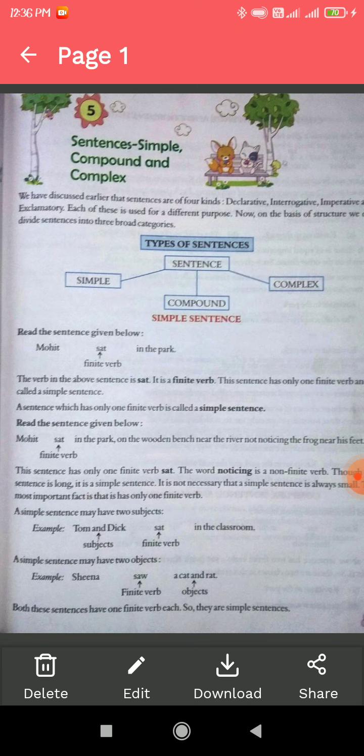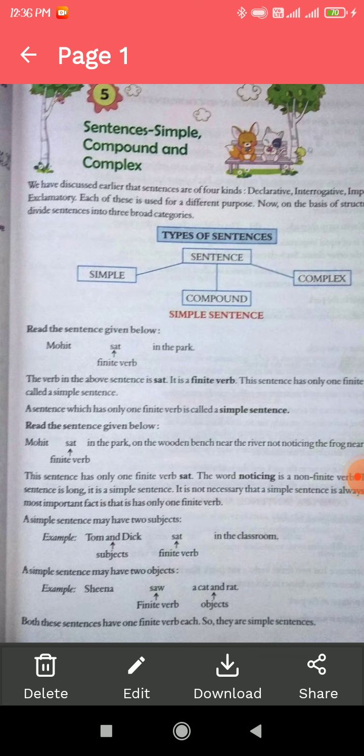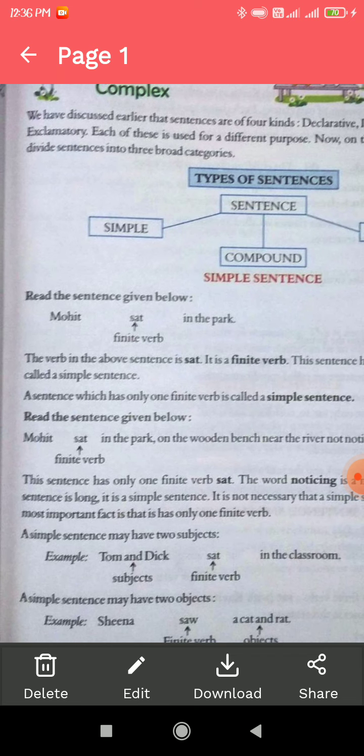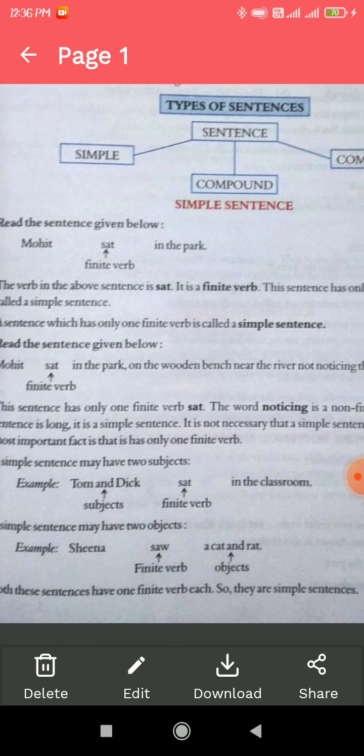So first of all we will discuss simple sentence. As you can see the example: Mohit sat in the park. Mohit sat in the park. So in this sentence it has subject as well as verb. If there is only one finite verb in a sentence, this sentence is called a simple sentence. As you can see the definition: a sentence which has only one finite verb is called a simple sentence.